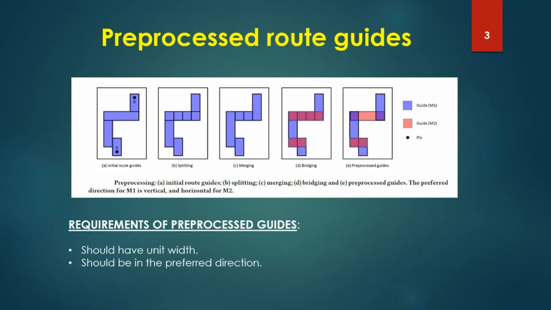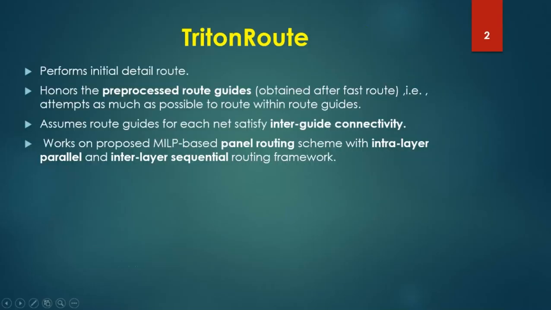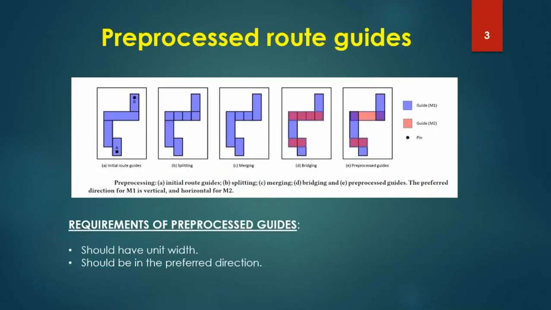So the first bold word which we had seen in the last slide was pre-processed route guides. You see this is pre-processed route guides. So I had told you route guides are something which you obtain after global route. That is the output of FastRoute. FastRoute is the engine. Global route is the process. Global route is done by FastRoute. So the output of the FastRoute is a routing guide.